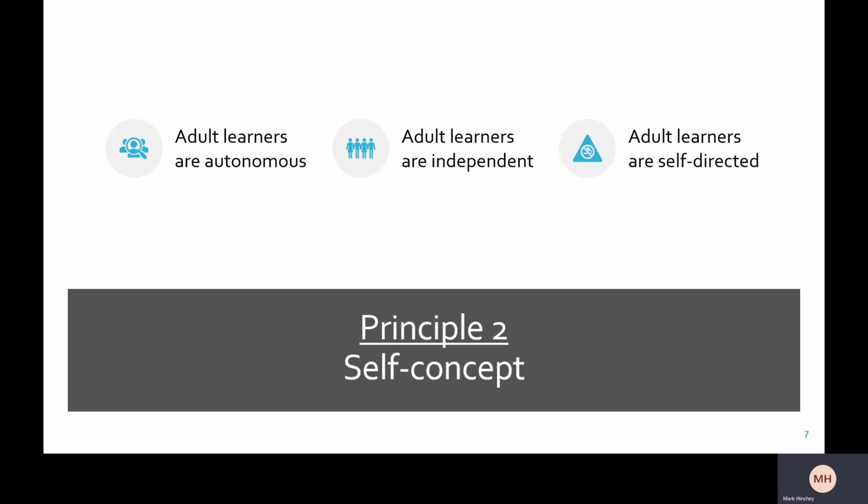It is important that the adult learner understands Principle 2, self-concept: that they can direct their own learning, they have opportunities to direct their own learning, and they grab those opportunities when they arise.